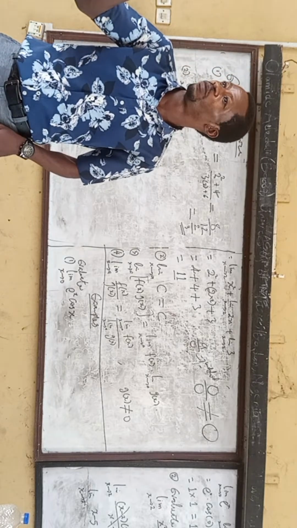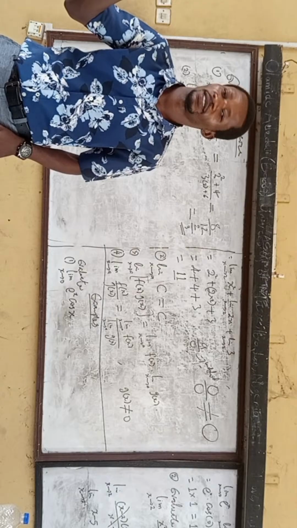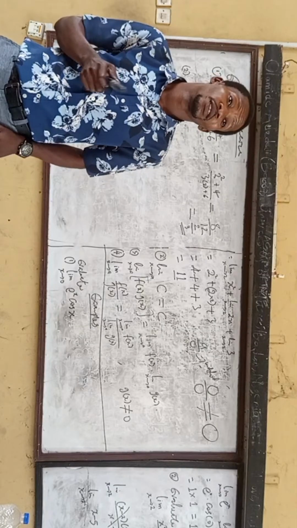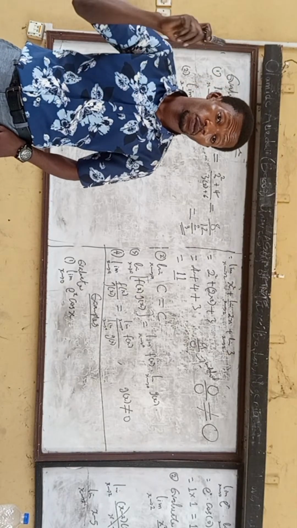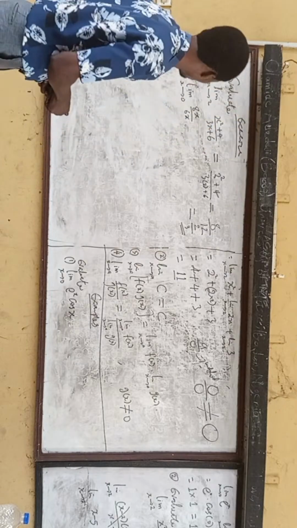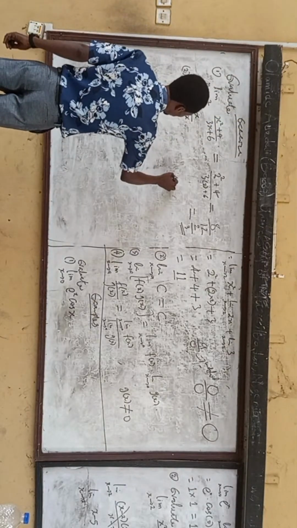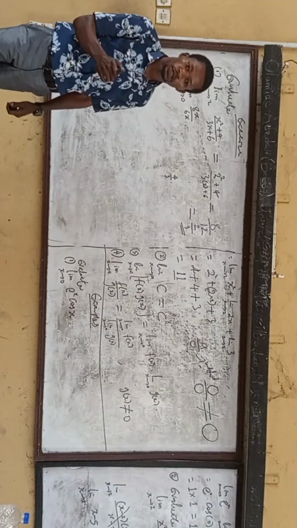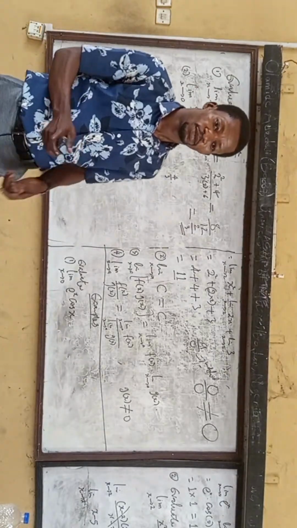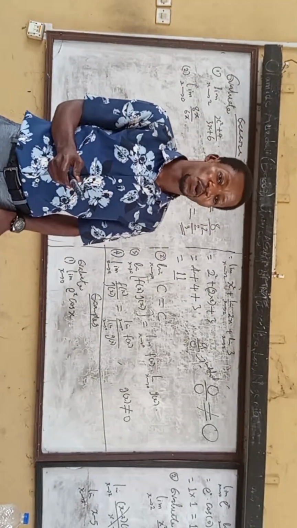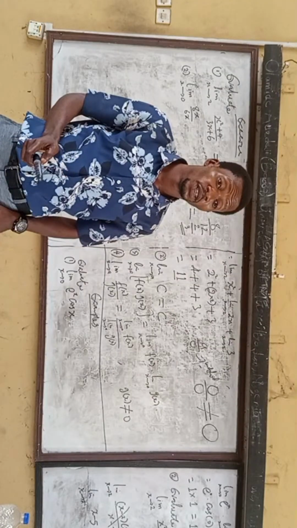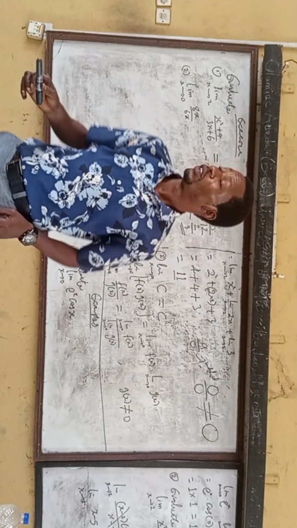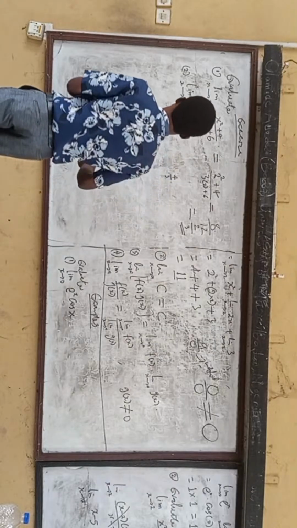Okay, ladies should come for the second one. You said 4 over 3? Can you show us? Whatever you want. She said you should just differentiate.